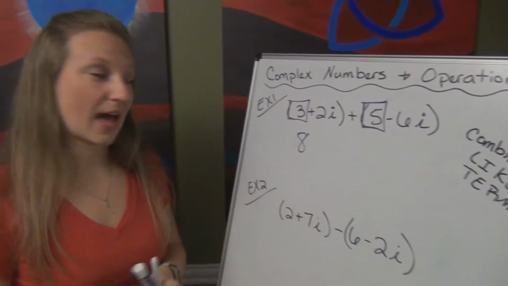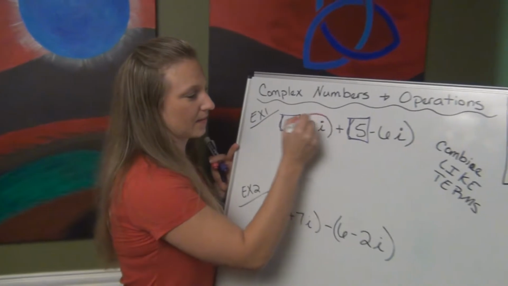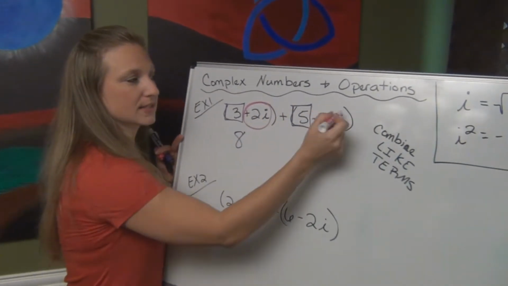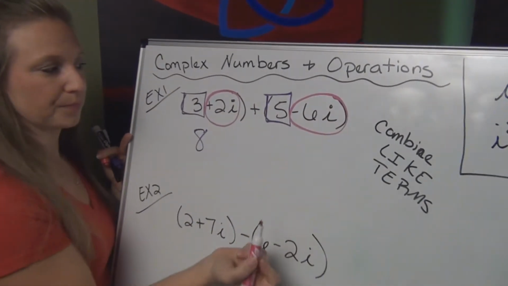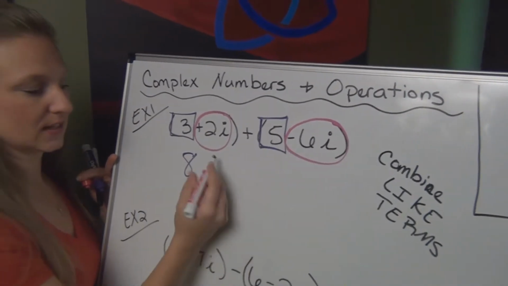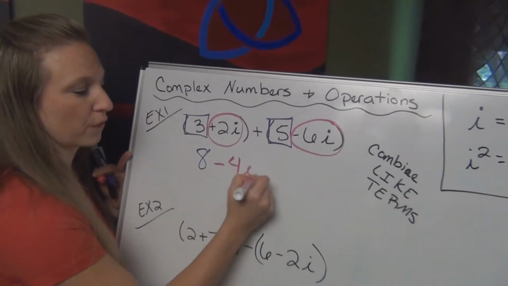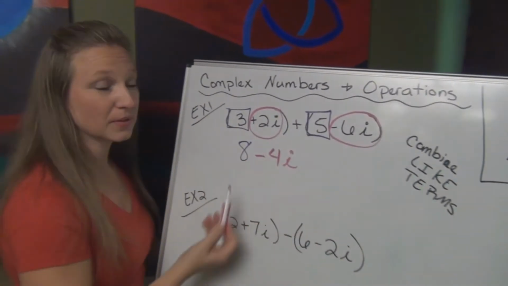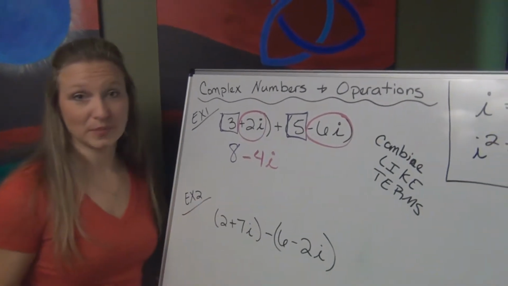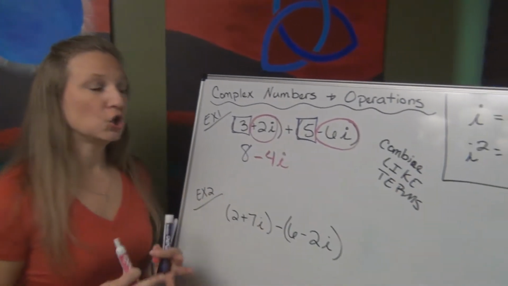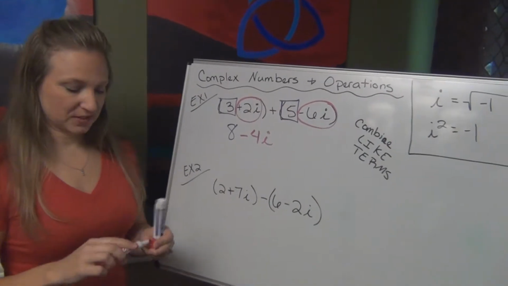Now I'm going to add the imaginary part. I have a 2i plus a -6i. So 2 plus a -6 is going to give me -4i. I cannot simplify this any farther, so that is my solution. So when you're adding, you just combine your like terms.